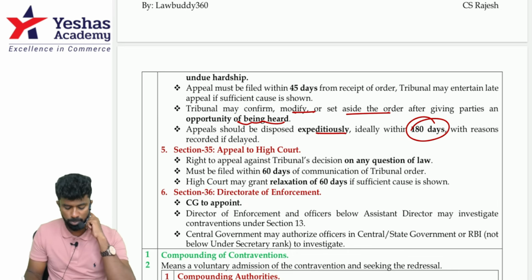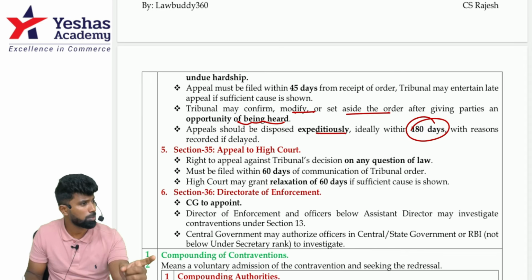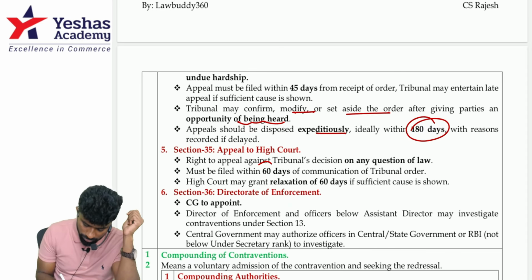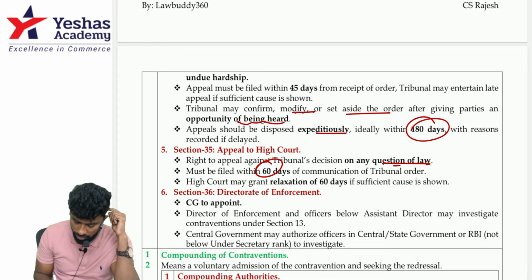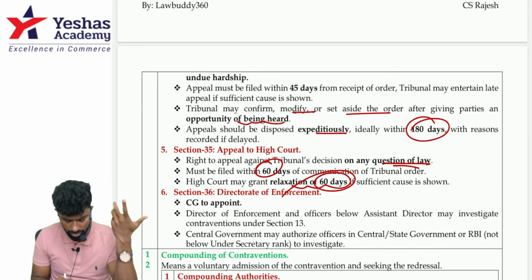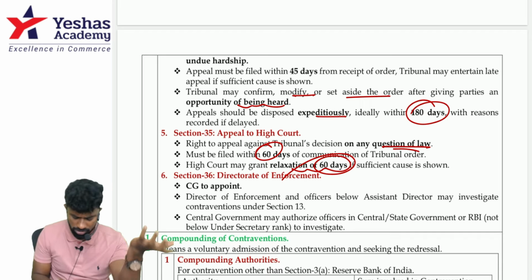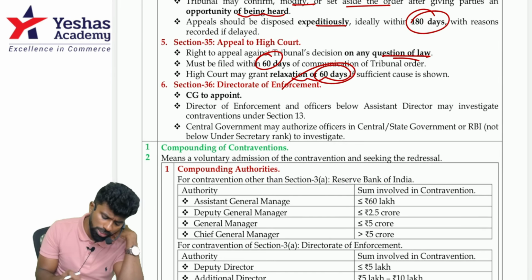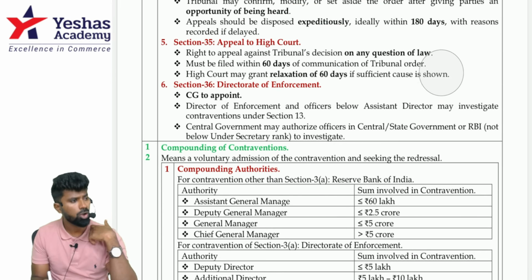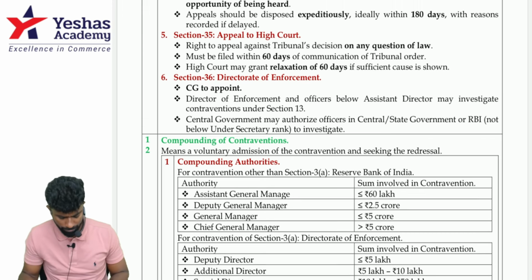Can there be an appeal to the High Court against the order of the appellate tribunal? Within how many days? Only on a question of law. Can there be relaxation of this time limit? Yes, for sufficient cause. Last topic, compounding of contravention. What is compounding?